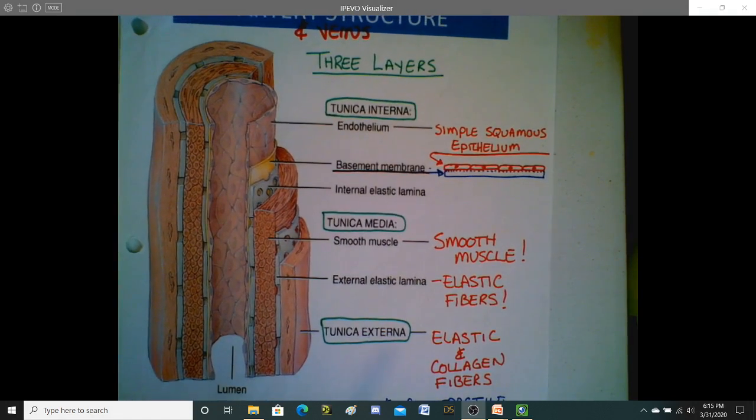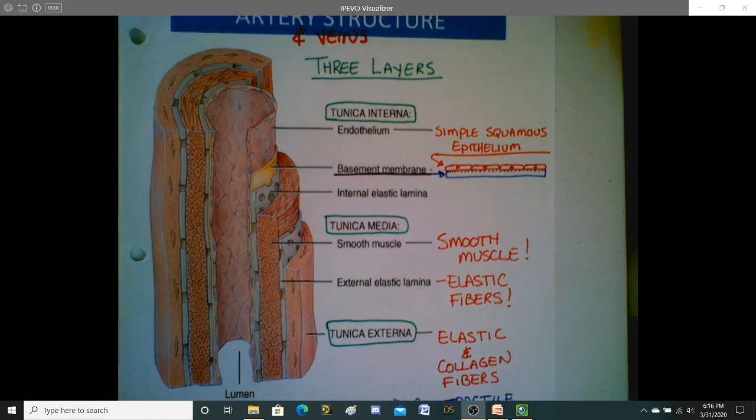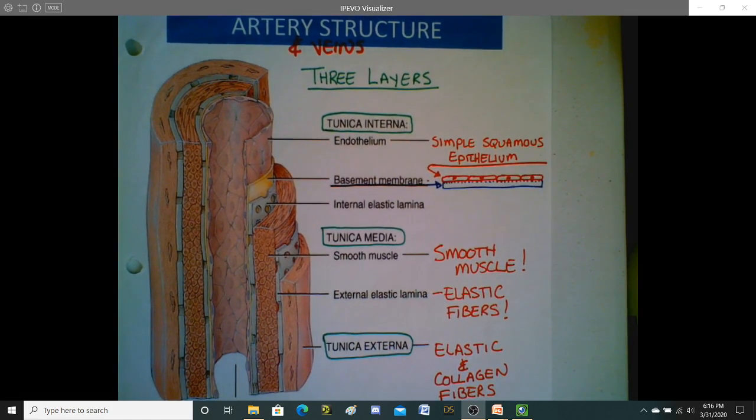Then we have the tunica externa. It's made up of elastic and collagen fibers, so it can stretch, it can accommodate the vasodilation and vasoconstriction of the smooth muscle. And it's just a support system to hold things in place. So it's made up of elastic and collagen fibers. Okay, so this makes up our artery and vein structure.